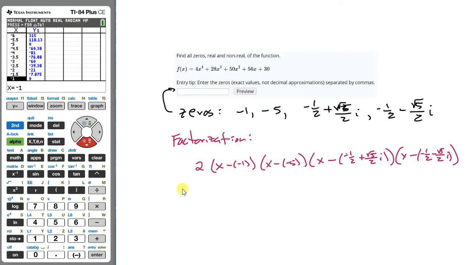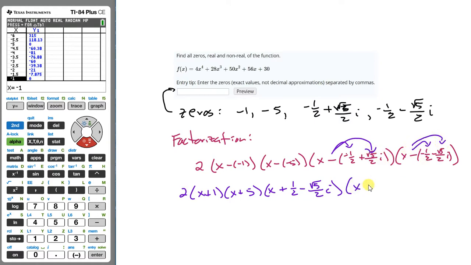So I end up with a 2 times x minus -1 is x plus 1. X minus -5 is x plus 5. X, take away all this stuff, is x plus 1/2 minus root 5 over 2 i, because the minus is going to make this positive and this negative. And here the minus is going to make this positive positive. So x plus 1/2 plus root 5 over 2 i. That would be the factorization. Okay? Yay, right? Wasn't that fun?